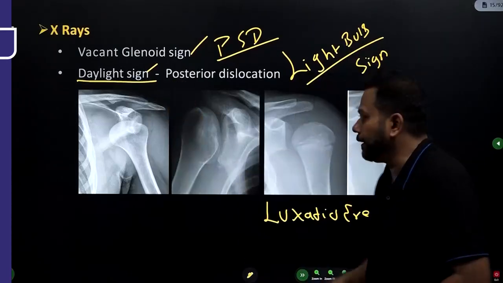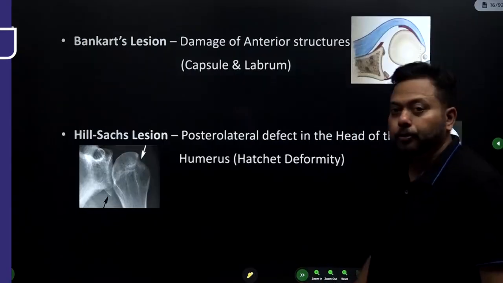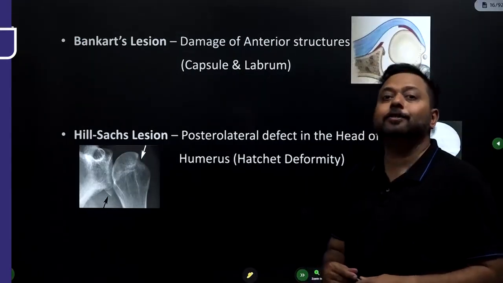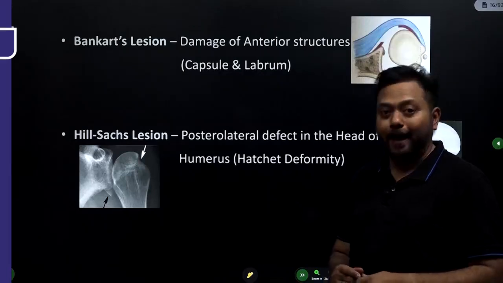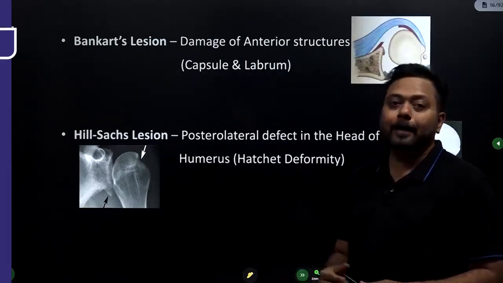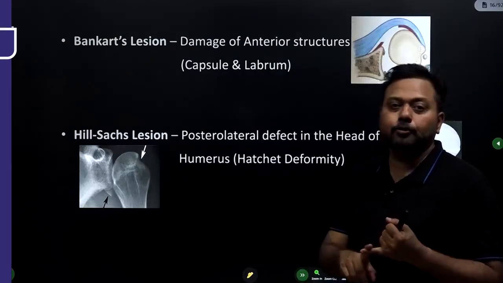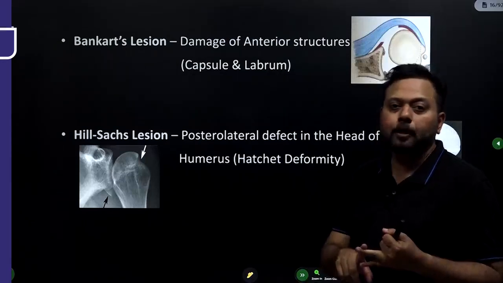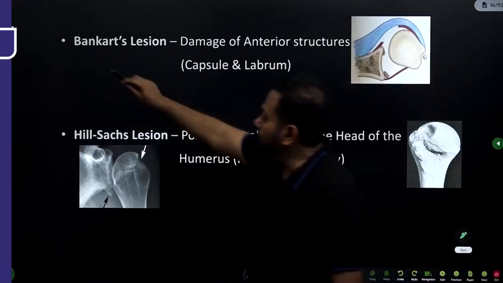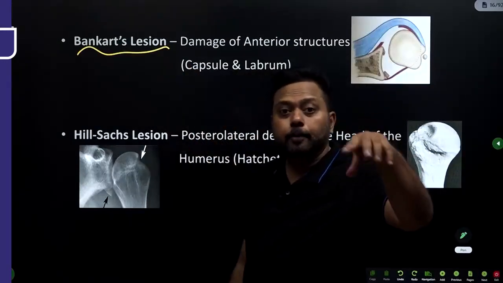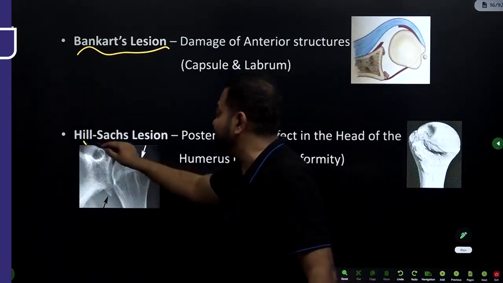Luxatio erecta. Okay? Now, coming to two important lesions in shoulder dislocation. Shoulder dislocation is not happening in isolation. It is causing some damage to the soft tissues and to the head of the humerus. Damage to the soft tissue is called Bankhart's lesion. Damage to the bony portion of the head of the humerus is called Hill-Sachs lesion.